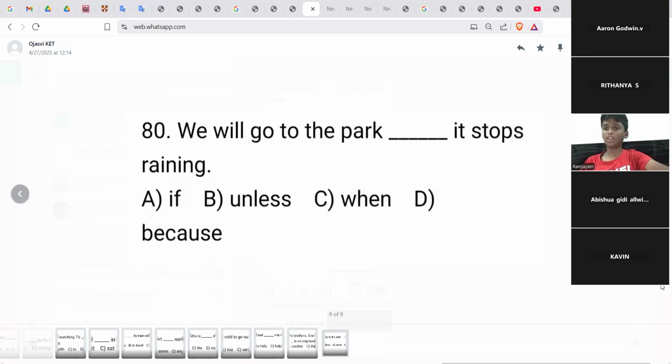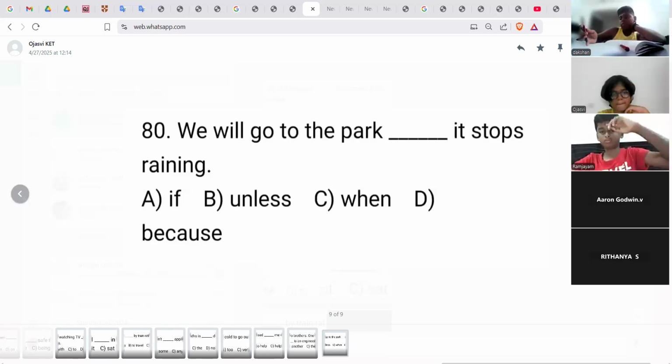When it stops. Superb answer. Because you might be very tempted to use "if". No, "if" cannot happen when it is a very certain thing. If the probability is less, you use "if". Here they clearly say when the rain stops, you are going to go. There is a huge possibility. So the very positive word is "when". The second best answer could be "if", but it is a very close answer. The answer is "when". Good job.